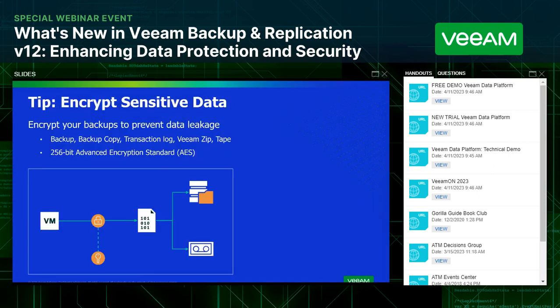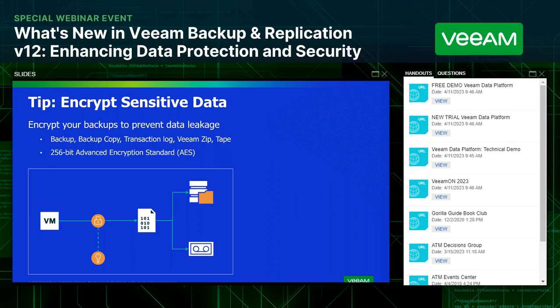Something I just wanted to touch on quickly here, although not new in v12, goes back to the remark I made earlier about immutability not necessarily stopping data leakage. Somebody could copy data off. So how can you combat that? Well, for one, you could encrypt your backups.